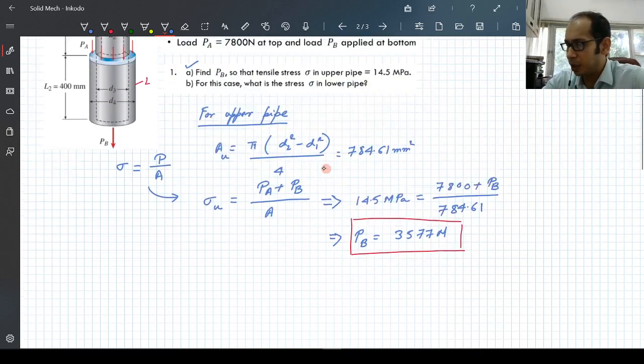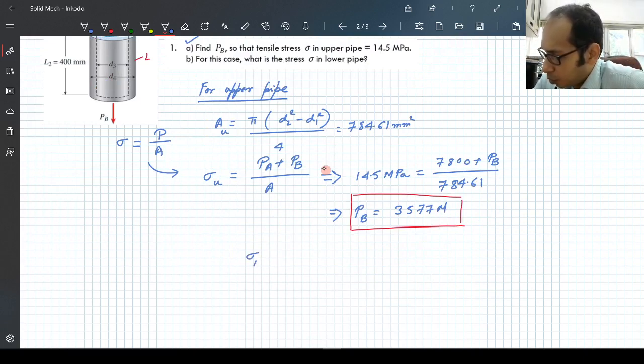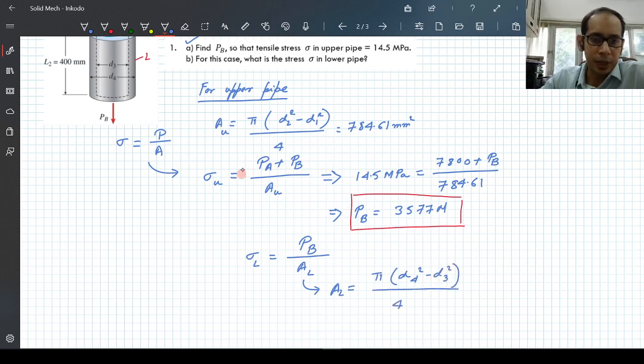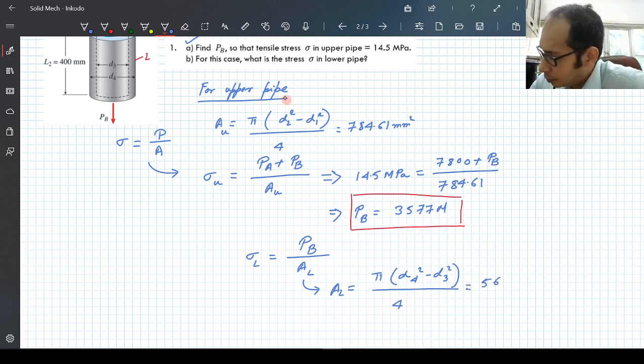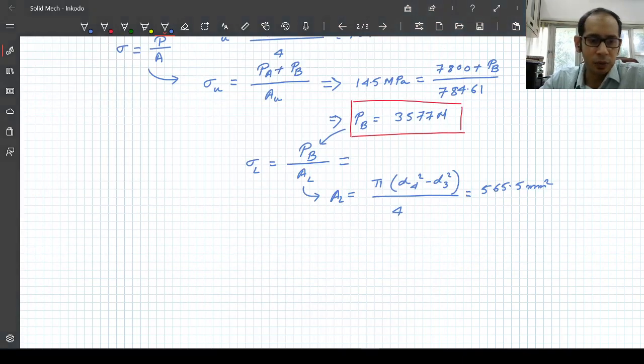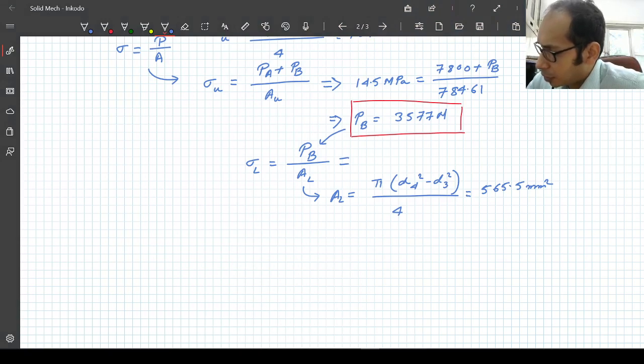So we have to calculate the sigma in the lower pipe. Let's just write that. So sigma in my lower pipe is simply going to be PB divided by the area of the lower pipe, sorry, not the upper pipe. So the area of the lower pipe we can calculate as pi times d4 square minus d3 square divided by 4, right? So that area comes out to be 565.5 mm square. Now if you substitute this area and this PB back over here, you are going to get the value of your sigma of the lower pipe, which comes out as 6.33 MPa.